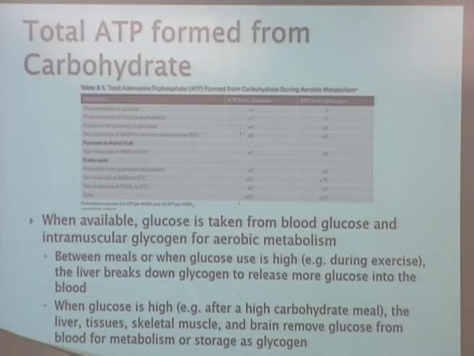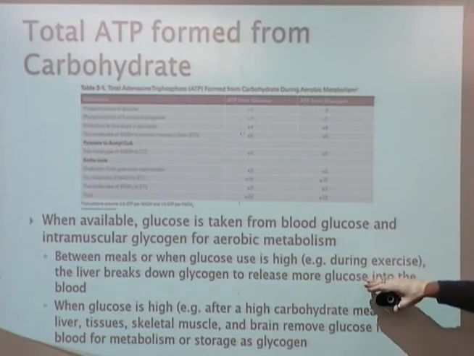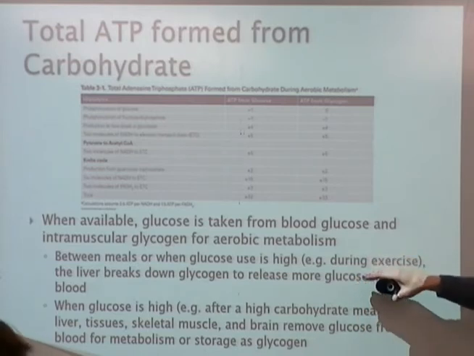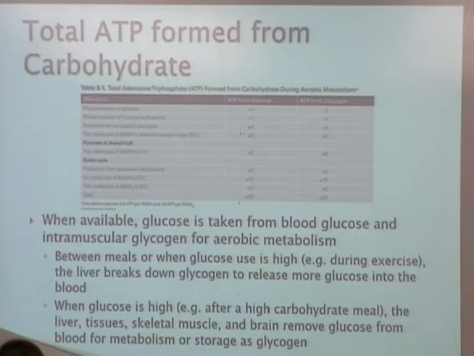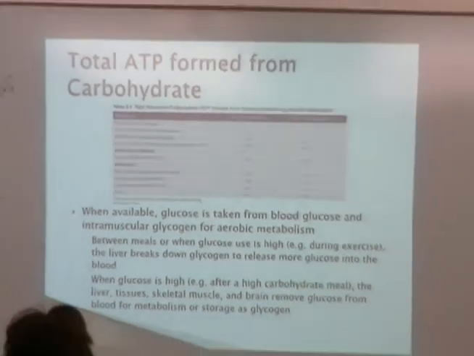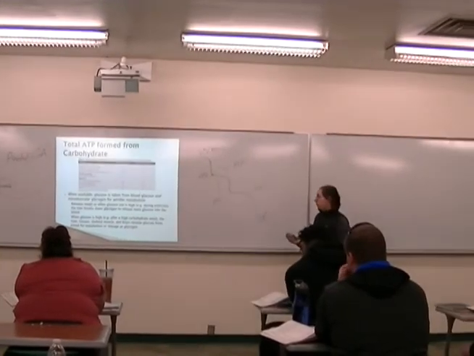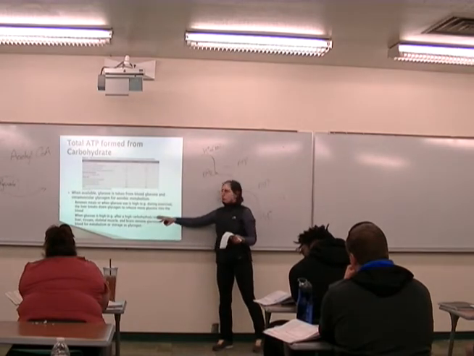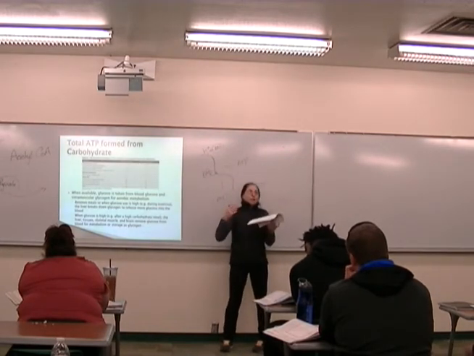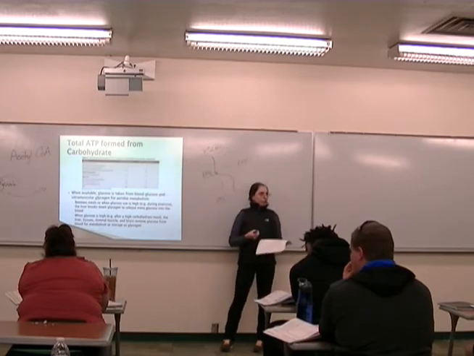Right? It works more efficiently for some people than for others. But I should be able to provide carbohydrate to my bloodstream from the liver. On the other hand, when blood glucose is really high, so I've just eaten a meal that had lots of good carbohydrate in it, then my liver and my muscles are going to take that glucose and store it as glycogen.